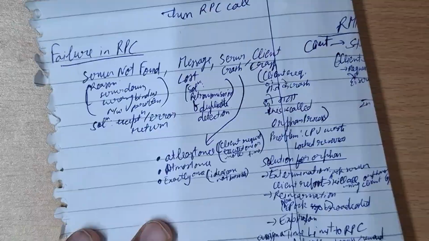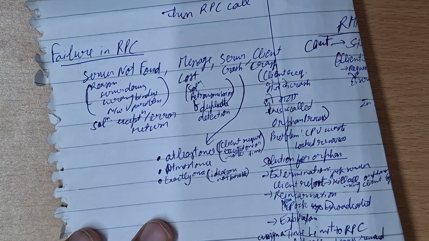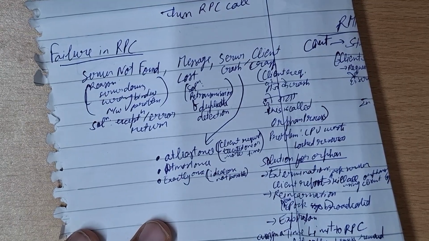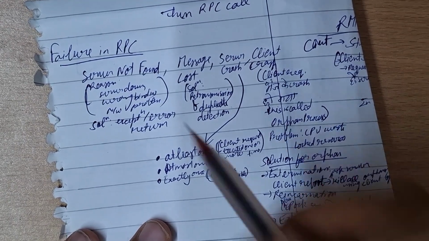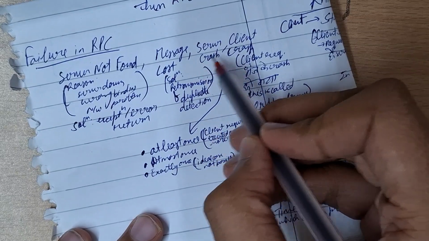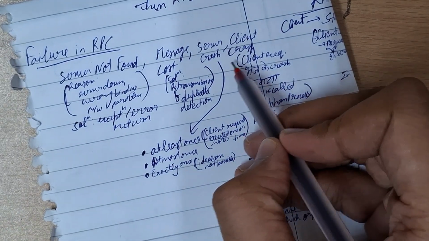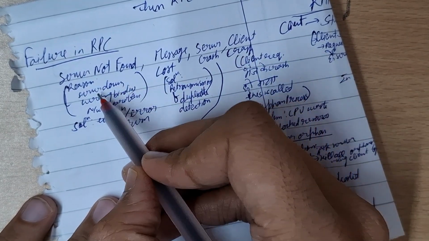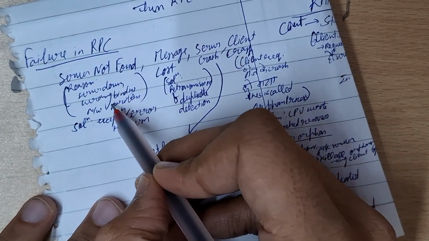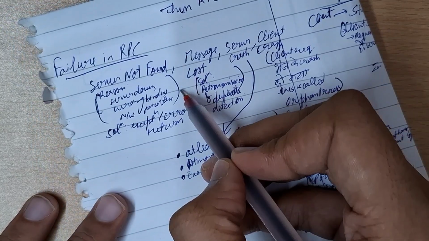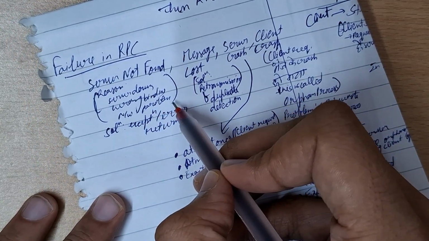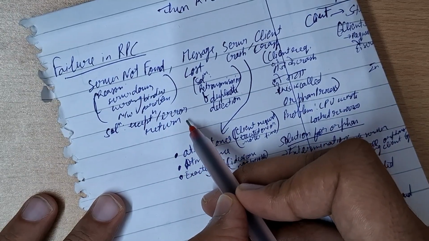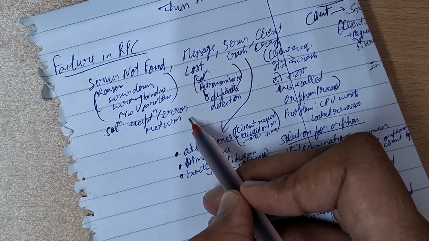So that's it. Now let's discuss one of the issues in RPC, that is failure in RPC. Now we see different types of failures that occur in RPC. One is server not found, another is message lost, second is server crash, and third is client crash. Server not found failure occurs when the server is down, or a wrong binding address is returned, or there is a network problem. The solution for this is using exception handling or returning an error to the client side.